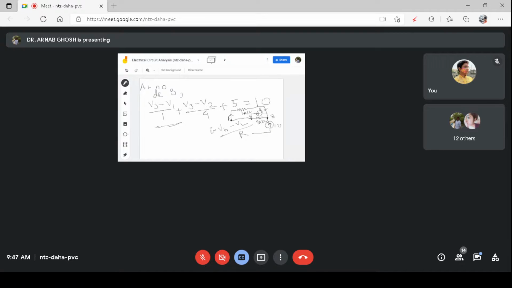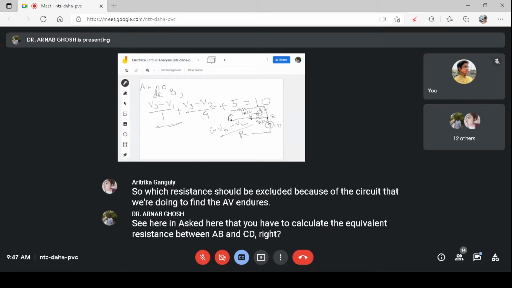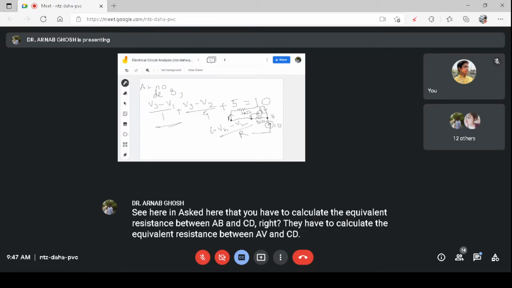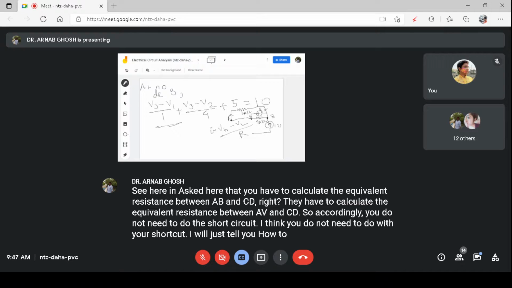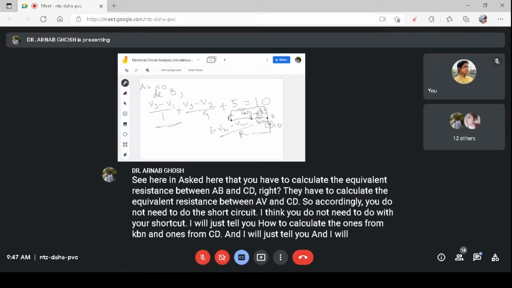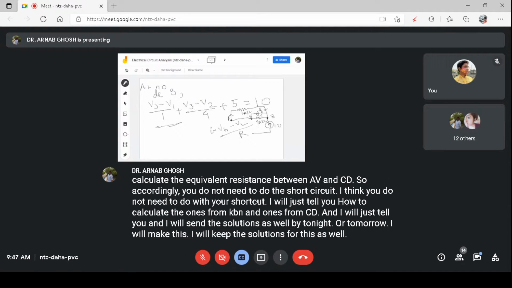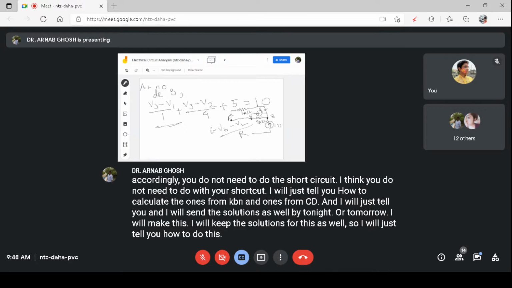You have been asked here that you have to calculate the equivalent resistance between AB and CD, right? Resistance between AB and CD. So according to this, how to calculate once from the AB end and once from the CD end, I will just tell you, and I will send the solutions as well. I will give the solutions for this as well. Right? So I will just tell you how to do this. Just let me open the question.